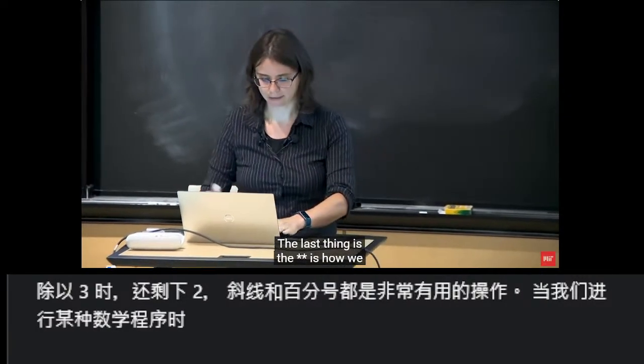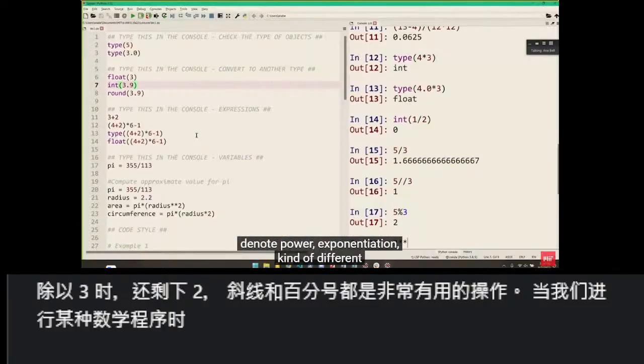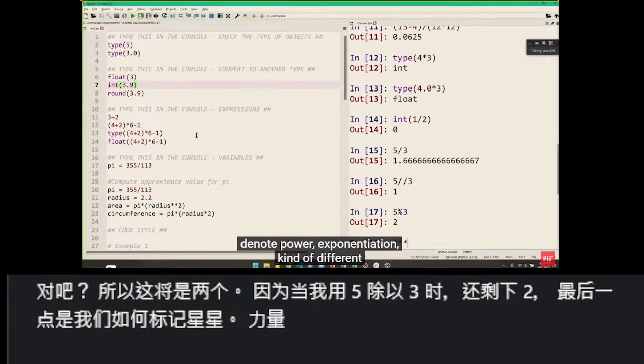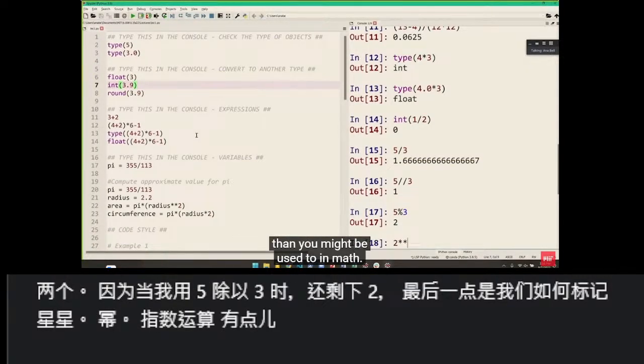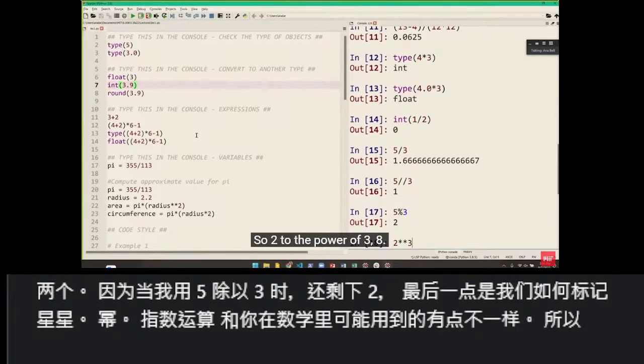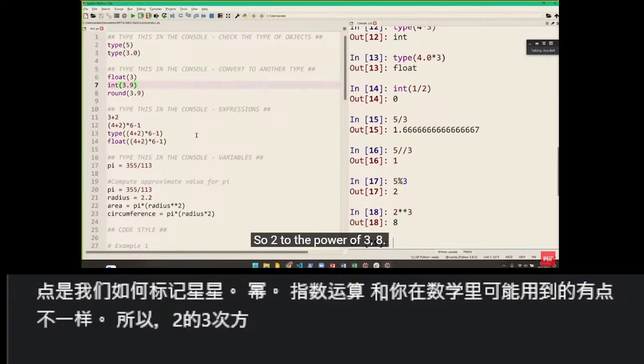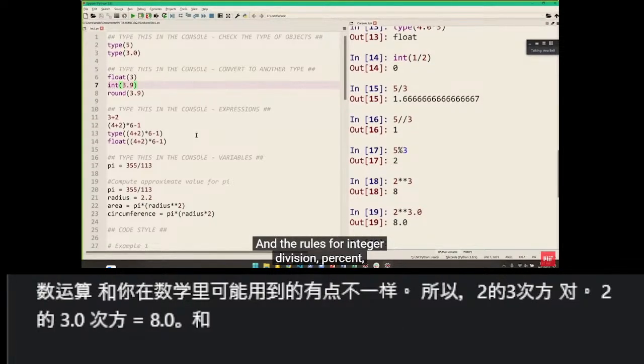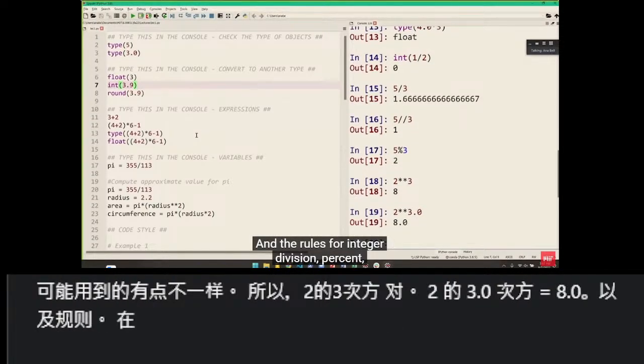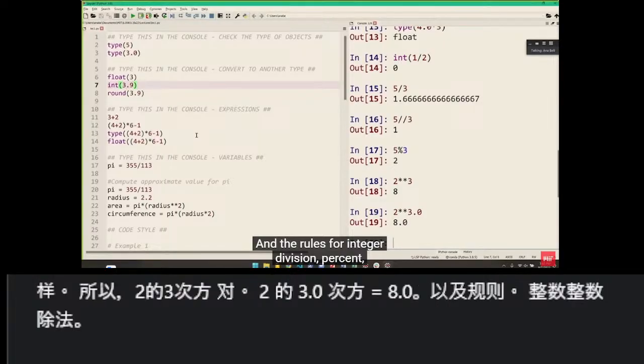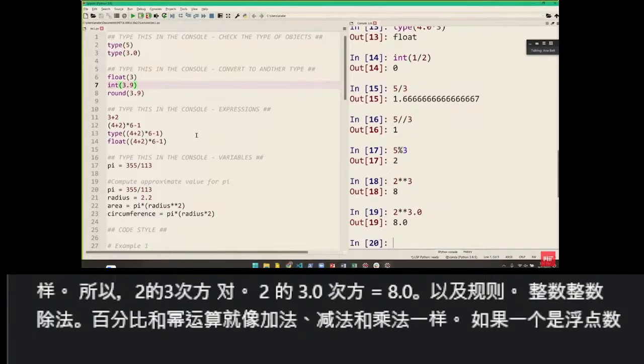The last thing is the ** is how we denote power, exponentiation. Kind of different than you might be used to in math. So 2 to the power of 3, 8, right? 2 to the power of 3.0, 8.0. And the rules for integer division, %, and exponentiation are just like addition, subtraction, multiplication. If one is a float, then the result will be a float as well.